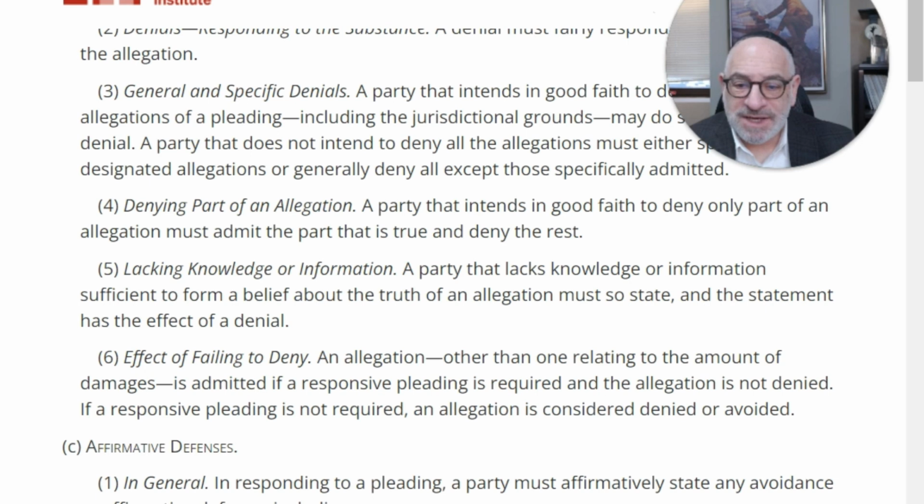If a responsive pleading is not required, an allegation is considered denied or avoided. Why would a responsive pleading not be required? It might not be a matter that is alleged against you. In other words, with respect to your conduct, or which there's no possible way it could have any legal implications for you.